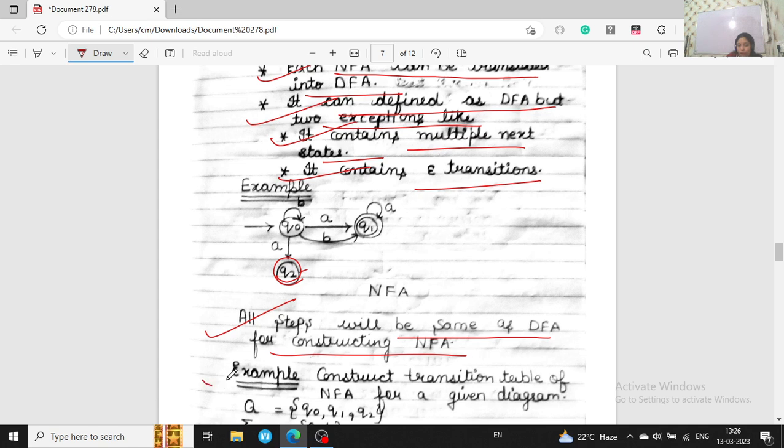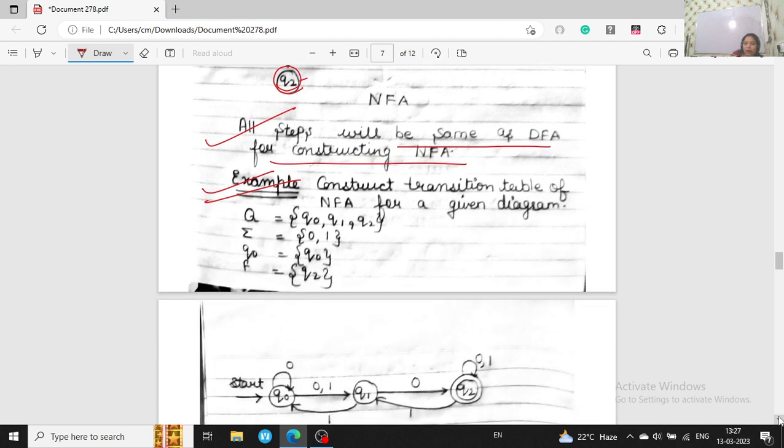Here we will take an example for solving an NFA. Same example here we will take. Construct the transition table of the NFA for the given diagram. Q is {Q0, Q1, Q2}, sigma is {0, 1}. Q0 is the starting state, and F is {Q2}, that is the final state. Start.